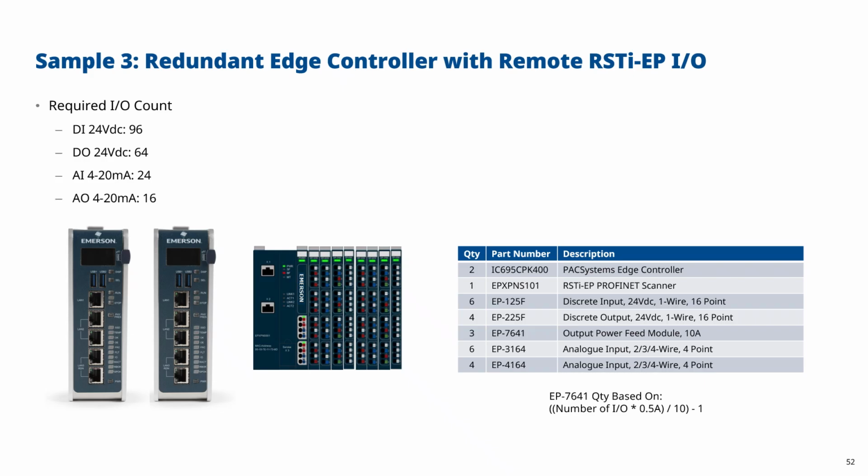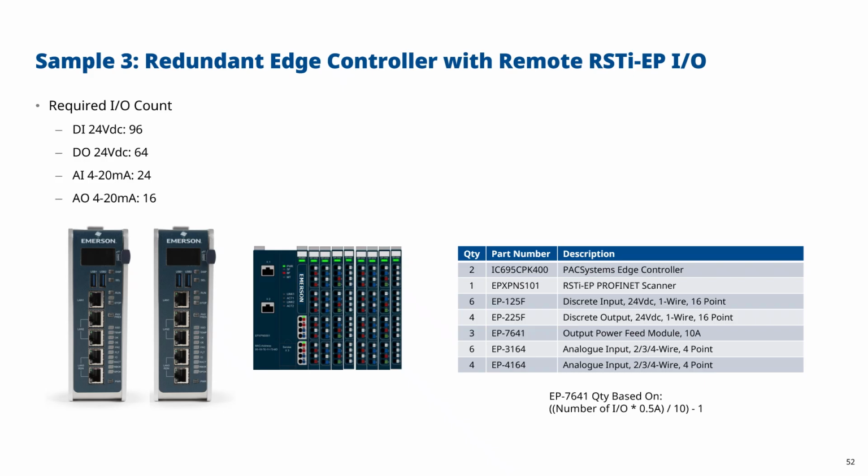So the benefit of using the edge controller, it's significantly cheaper than an RX3i with RMX, possibly to the extent that it's about half the price. Because you don't need all of the RMX modules. It's also significantly more compact. With the RX3i you need more panel space. The edge controller uses significantly less panel space. So because HART isn't mentioned, I'm going to use RSTi-EP I/O.